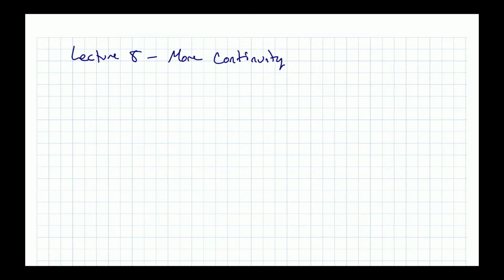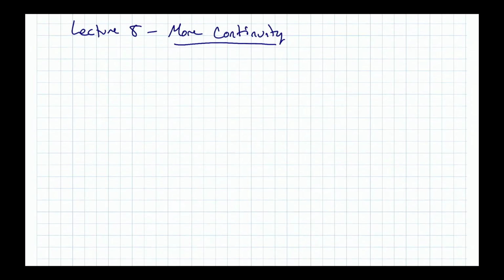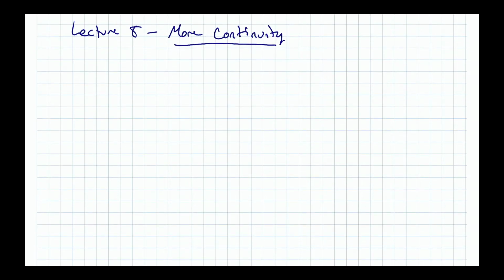Hey guys, so we're going to be looking a little bit more about continuity before we move on to the next topic. This is going to be a short video, but there'll be a longer one coming along later today. In the last video, we talked about continuity of different kinds of functions, but mostly piecewise defined functions, and a few functions with holes.